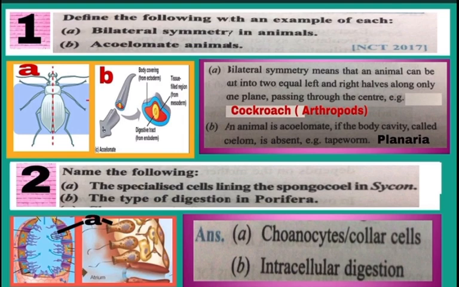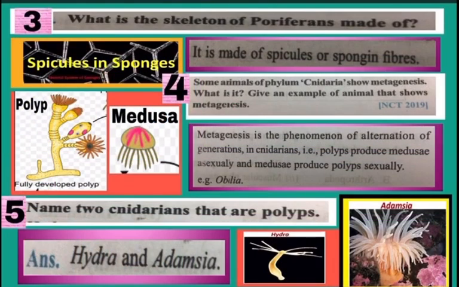B part of the question. The type of digestion in Porifera. Digestion in Porifera is intracellular, means within cells. Clear? So, digestion in Porifera happens inside the cells. It is intracellular. Clear? Question 3. What is the skeleton of Poriferans made of? The skeleton of Poriferans is made of spicules and spongin fibers.